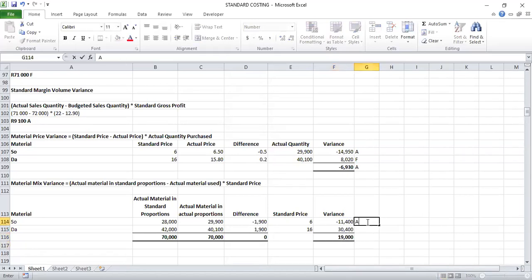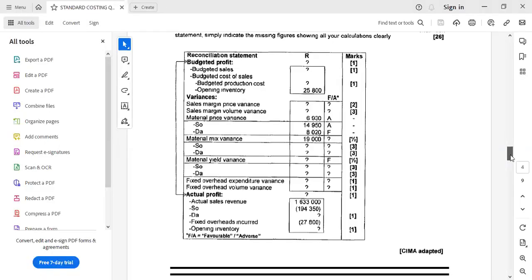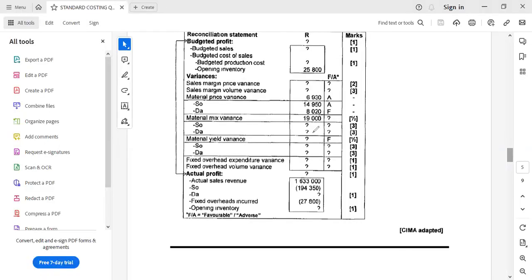This one is adverse. This one is favorable. So these are the variances: 90,000, then there's 30,400 and 11,400. So these are the figures that we're supposed to have here in our variances. So actually this one is favorable. Then we have to fill in the other ones here if you were doing the reconciliation according to our calculations. This one was already calculated, the 19,000.